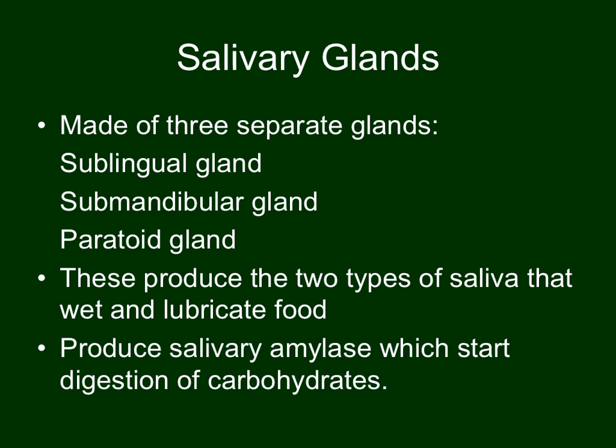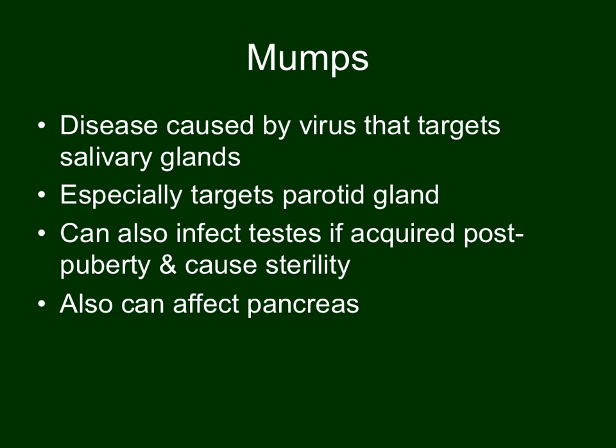Now, in addition to producing the saliva, the salivary glands also produce the enzyme salivary amylase that is responsible for the beginning of the digestion process for carbohydrates. Now, the salivary glands are susceptible to a disease called the mumps. The mumps is actually caused by a virus, and it targets the salivary glands. Specifically, it tends to go after most the parotid gland, which is kind of back at the back of the throat.